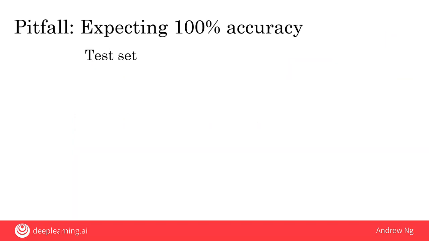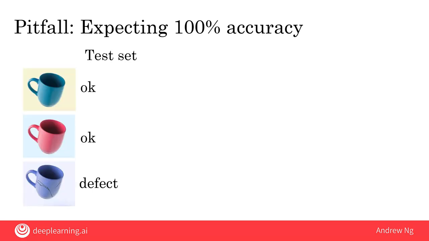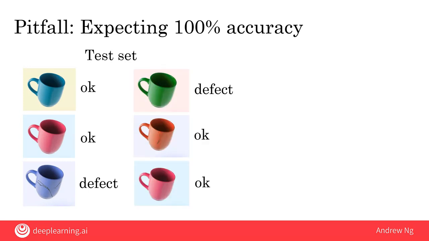Before wrapping up this video, one pitfall I want to urge you to avoid is expecting 100% accuracy from your AI software. Here's what I mean. Let's say this is your test set, which you've already seen on the last slide. But let me add a few more examples to this test set.